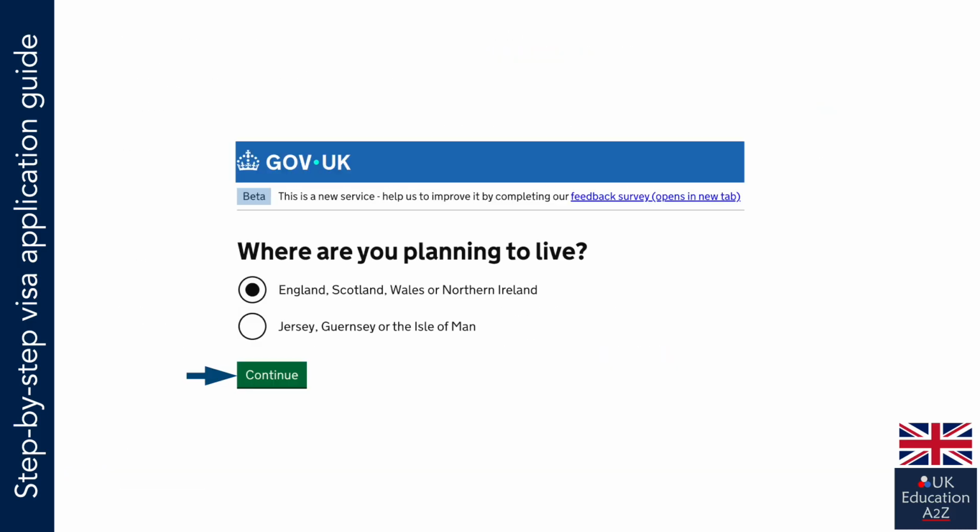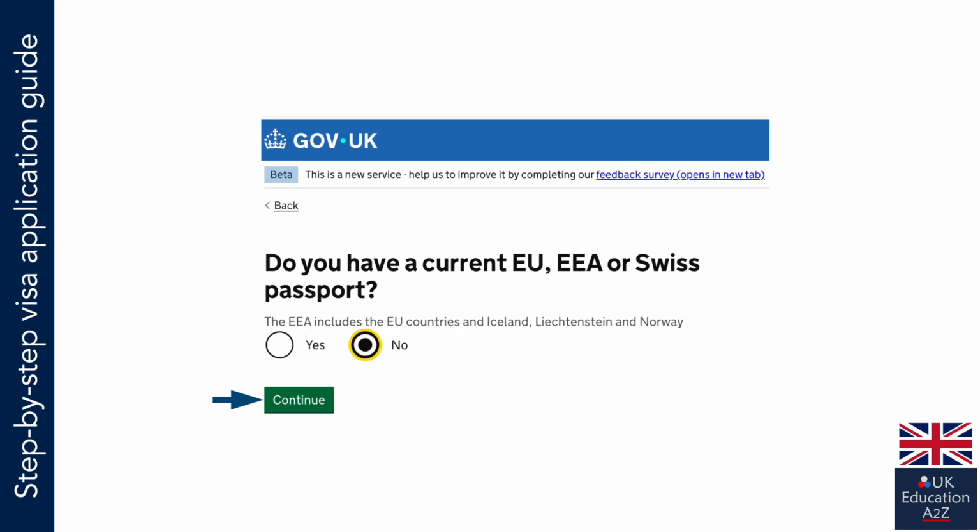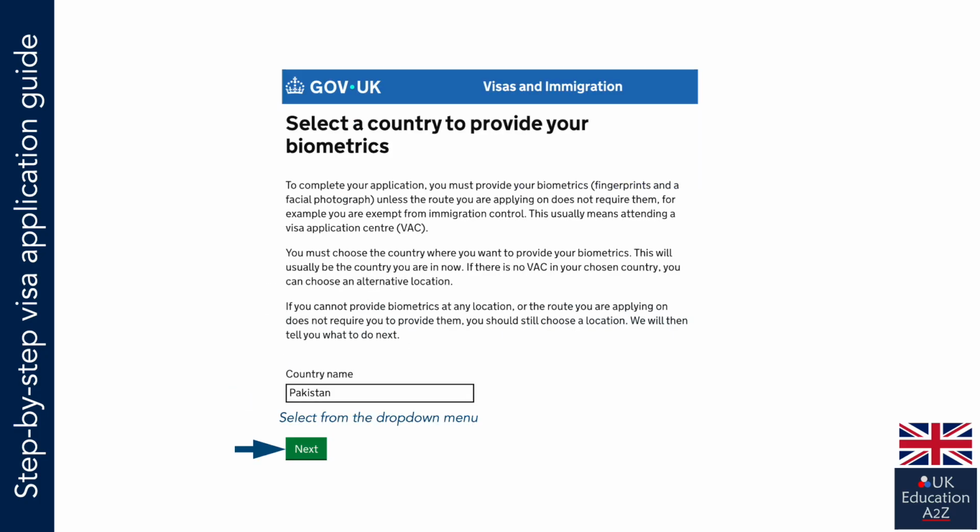The first question asks where you plan to live in the UK. Select the appropriate option and continue. Then you will be asked about your current passport. Provide the required information, and proceed to the next section. You will then need to select the country where you will provide your biometrics and identity documents. For the purpose of this demonstration, I have selected Pakistan from the drop-down menu.